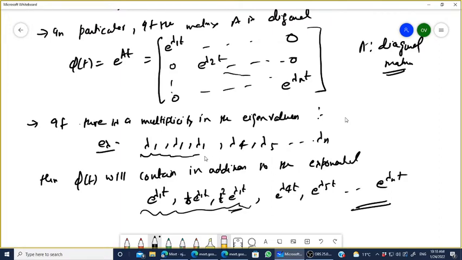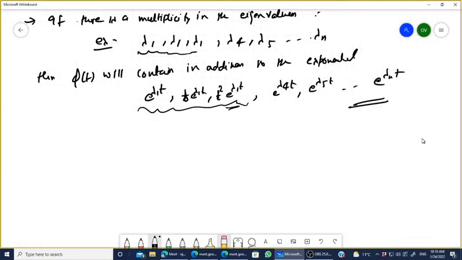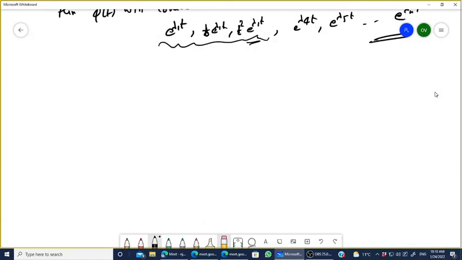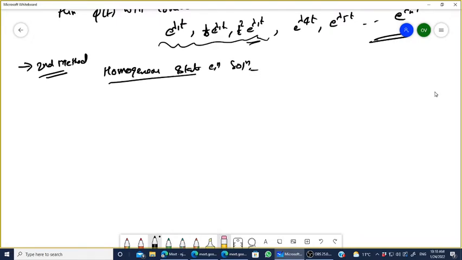Yes, sir. Okay. Now the second way to see the same problem in order to solve a homogeneous state equation, let's see the second method to solve the homogeneous state equation. Let's say we have the equation. Since you know this is a homogeneous state equation, so you can write simply x dot is equals to ax, right?